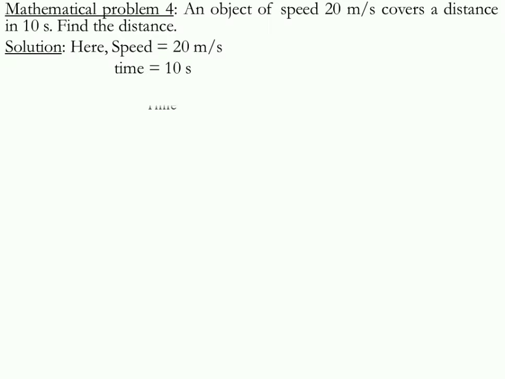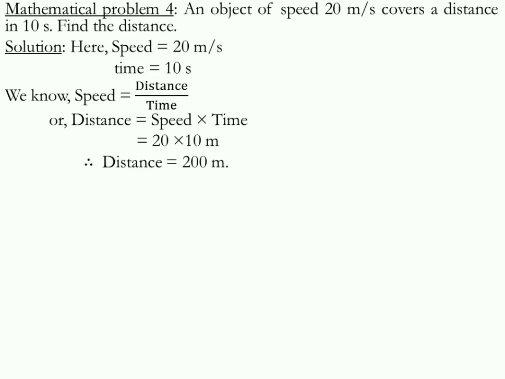Now we know the formula for speed is distance by time. So to find out the distance, we can make cross multiplication of speed and time. Speed into time is equals to distance. So if we multiply speed 20 into time 10, it becomes 200 meter. That is the distance of the boy. So if this type of problems comes, you have to do it this way. Okay, now let us look at another problem.